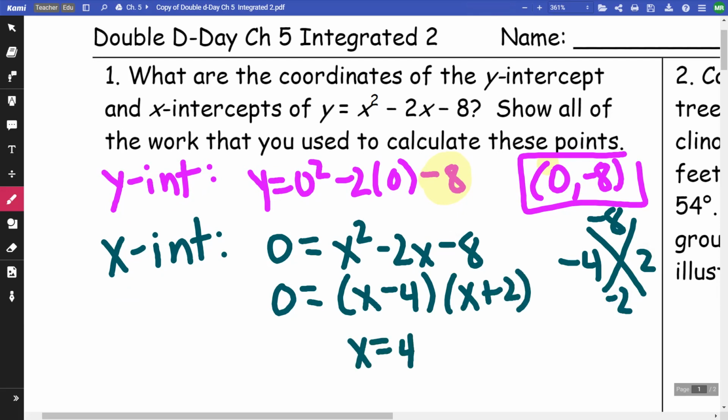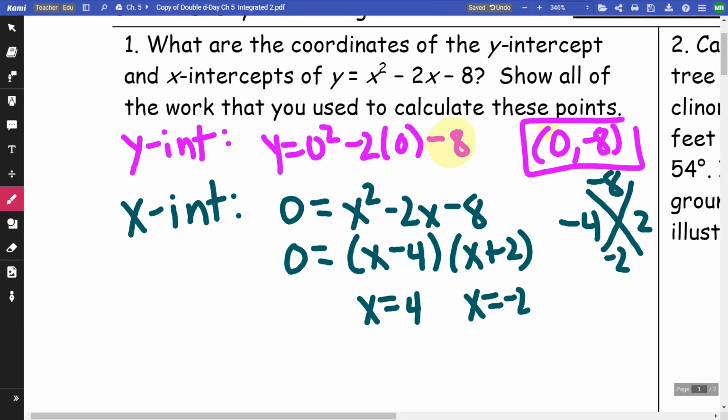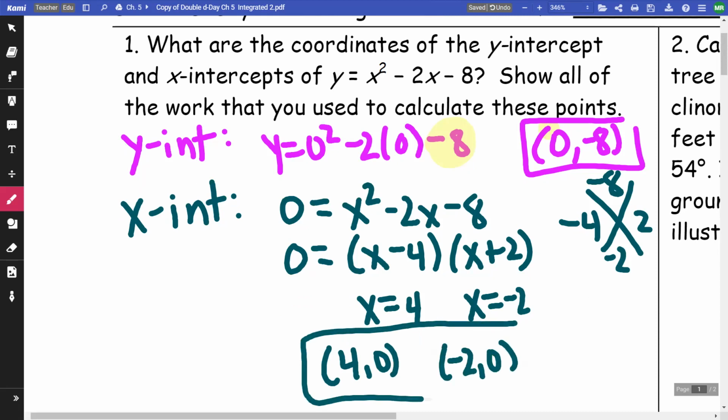So one x-intercept is 4. The other x-intercept is -2. So to write them as points, (4, 0) and (-2, 0). And those are our x-intercepts.